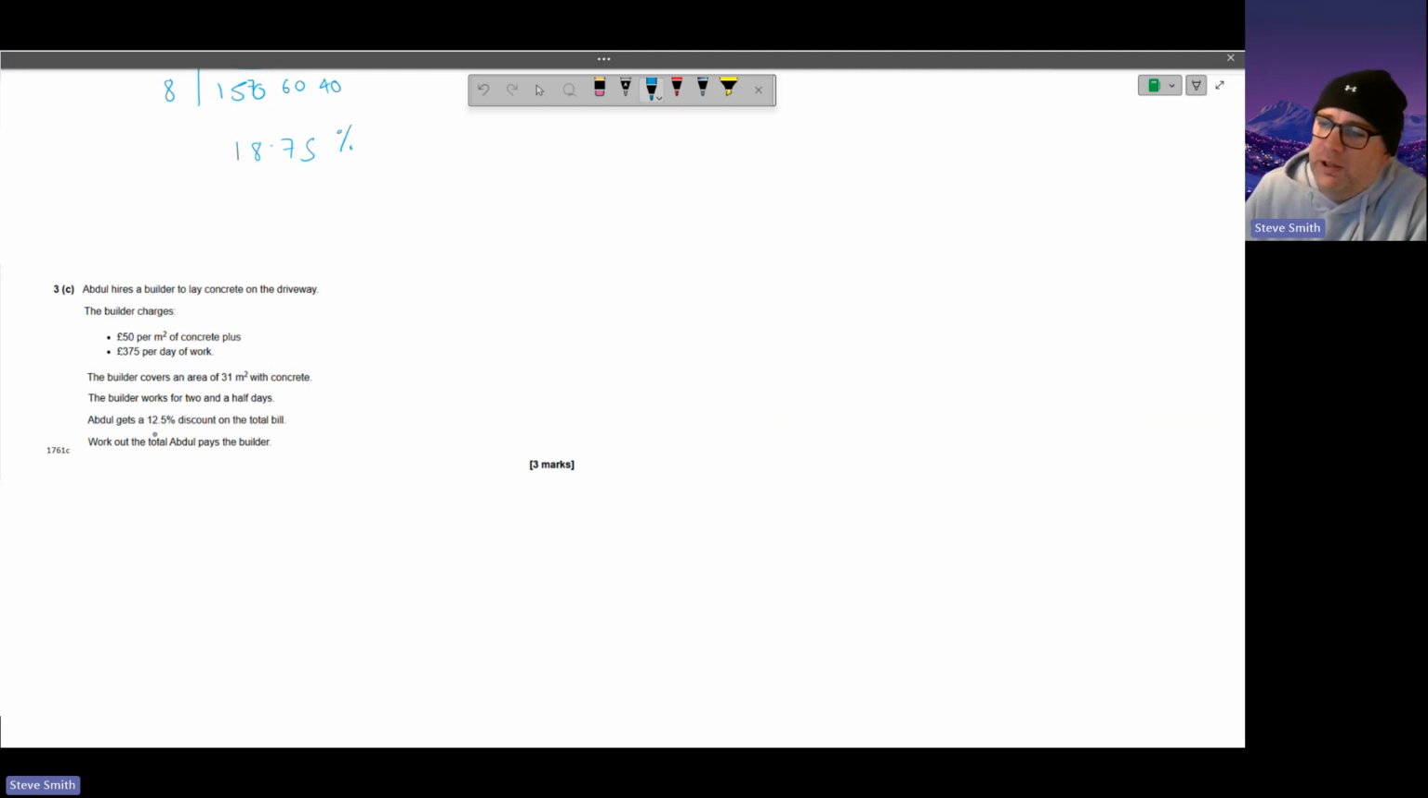There's the percentage we've got to take off at the end. So we've got £50 per square metre, and he's doing 31 of those. So 50 multiplied by 31 is our concrete.